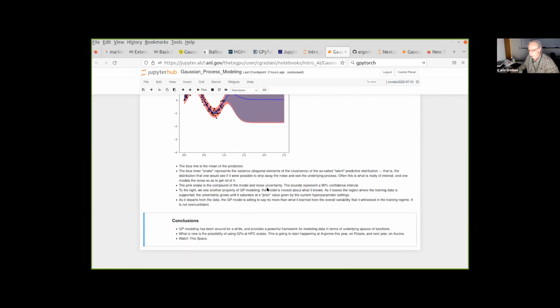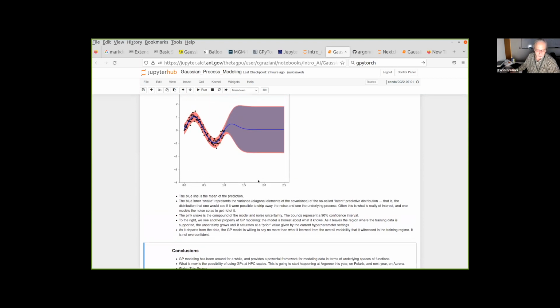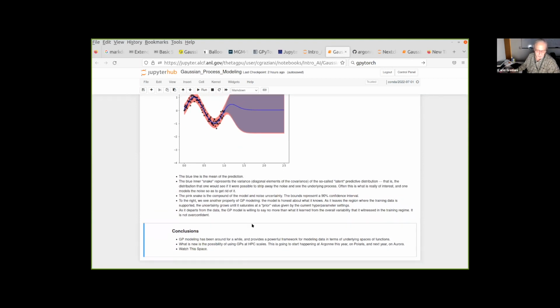They actually warn you when you move away from the support of your training data. Gaussian processes are not overconfident, and you should be aware that not all machine learning models have this property. Okay, all right. Well, that's basically it for Gaussian process modeling.